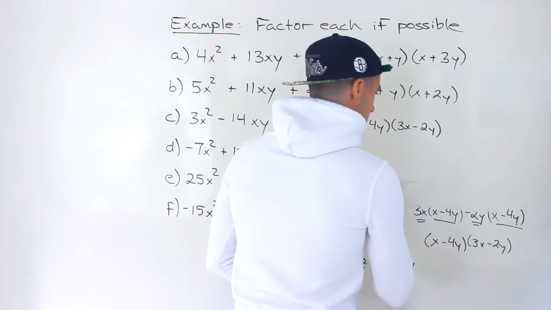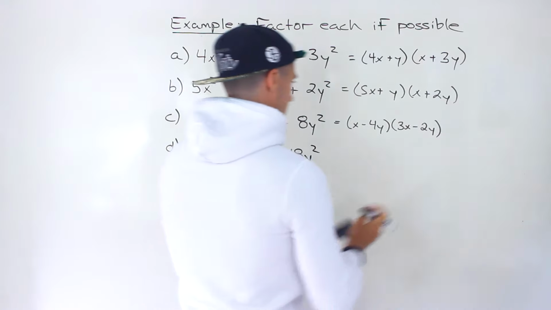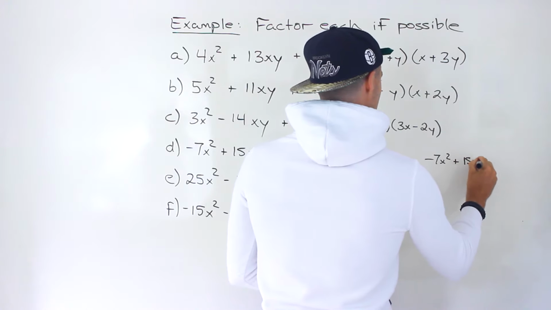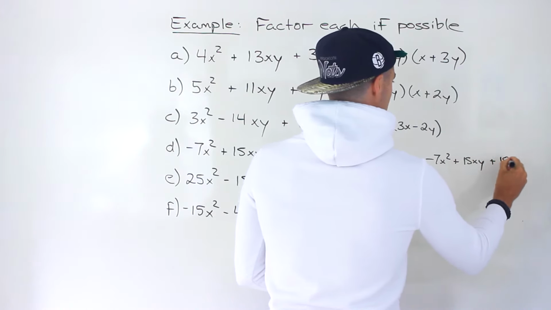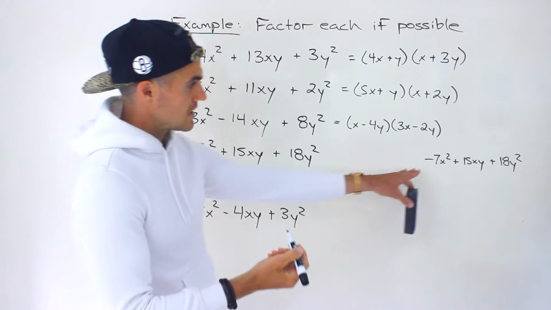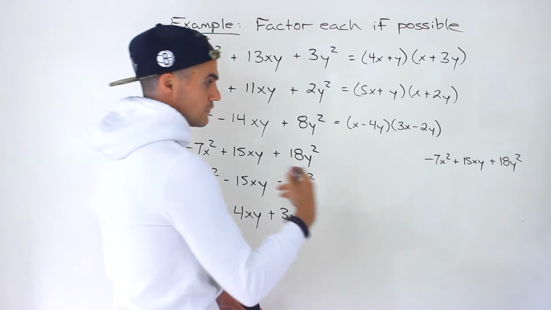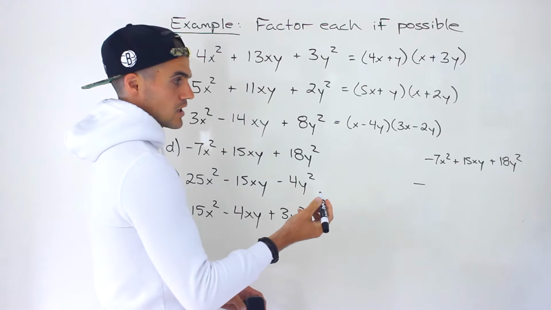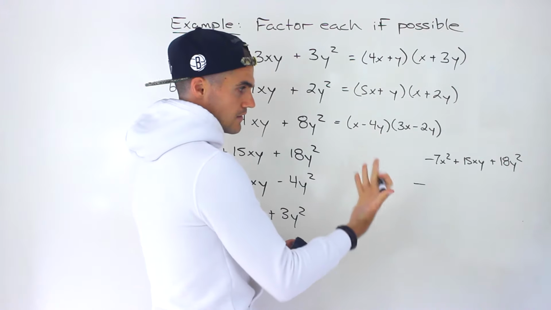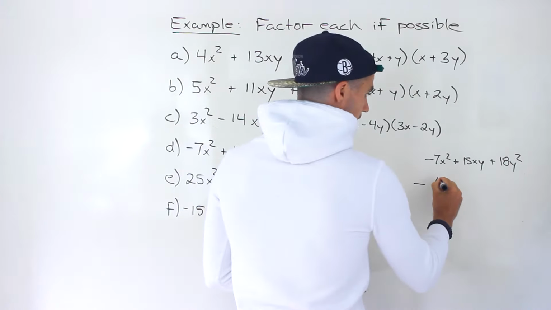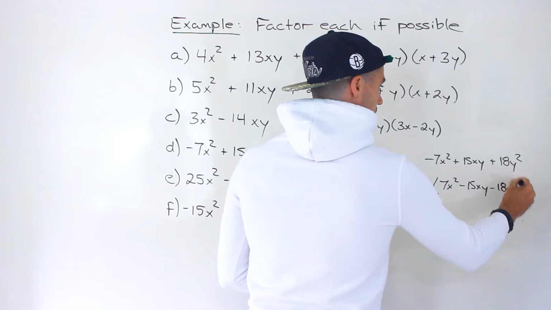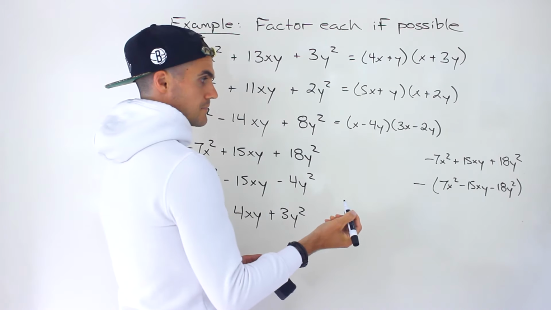Okay, moving on to part D, we got negative 7x squared plus 15xy plus 18y squared, like that. So first thing, notice that we're dealing with a negative in front here, so I'm definitely going to take out a negative 1 to start as a greatest common factor. Now between 7, 15, 18, can't take anything out in terms of those numbers, and then you can't take anything out in terms of variables. But we could take out that negative, and then notice all of the signs would change like that, right?